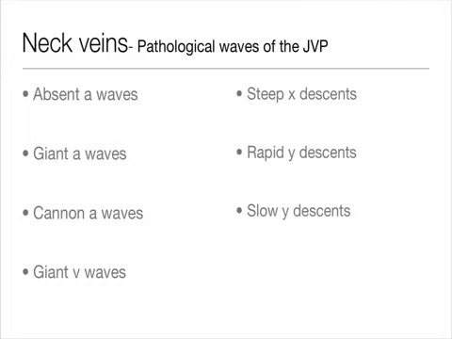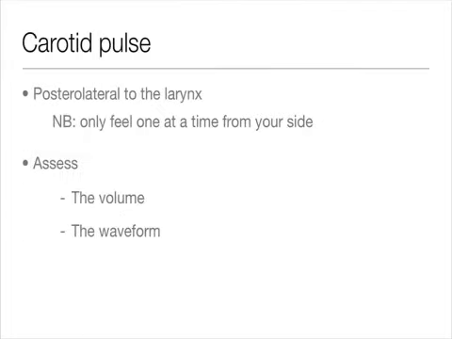due to tricuspid stenosis. So now we'll move on to the carotid pulse, which can be found posterolateral to the larynx, and you should only really feel for one carotid pulse at a time from your side. If you feel both at the same time, the patient may faint, and if you feel it from the opposite side to the side you're examining on, then it can look sometimes like you're trying to strangle the patient. And with the carotid pulse, here is where you want to assess the volume of the pulse and also the waveform.